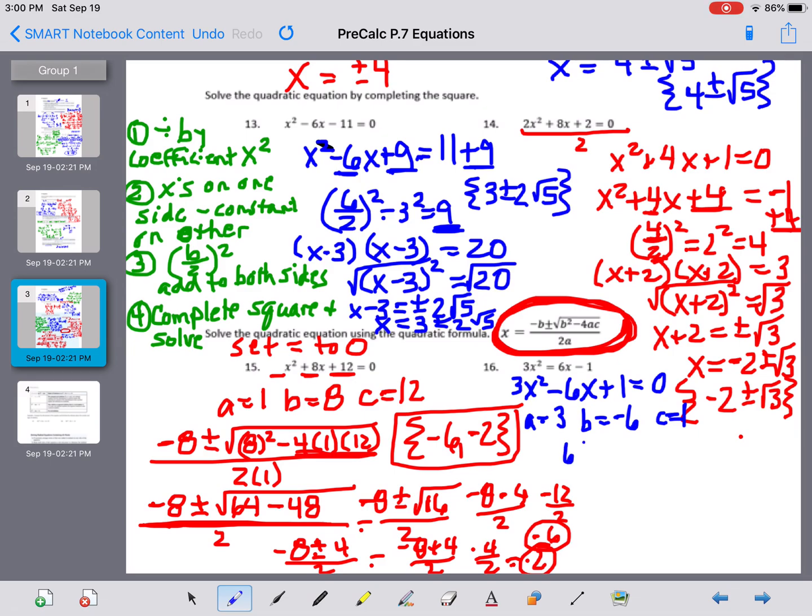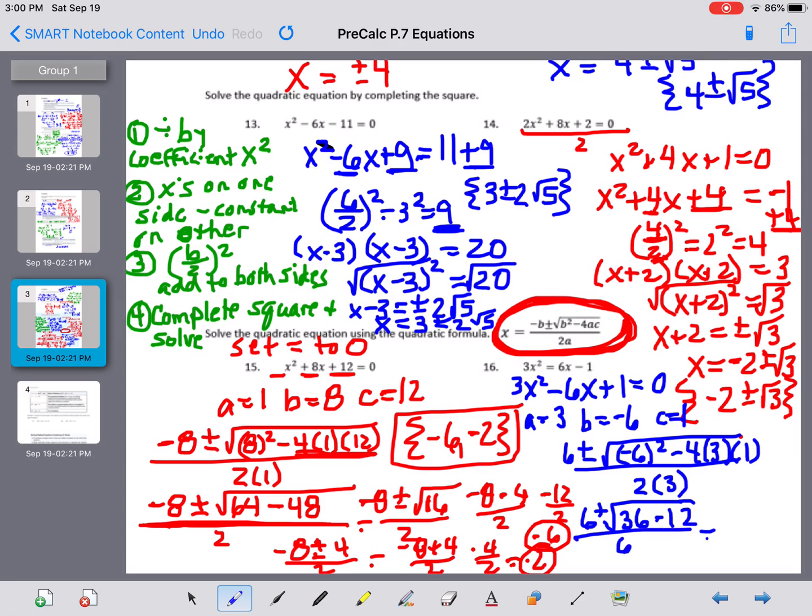Opposite of b, so I'm going to get 6 plus or minus the square root of b squared, so negative 6 squared, minus 4 times my a of 3 times my c of 1, all over 2 times a, which is 3. So I'm going to get 6 plus or minus the square root of negative 6 squared is 36, minus 4 times 3 times 1 is 12, all over 2 times 3, which is 6. I get 6 plus or minus 36 minus 12 is 24 over 6.